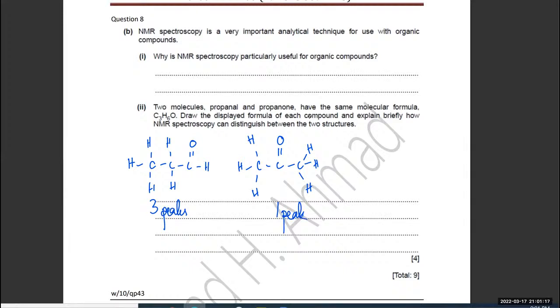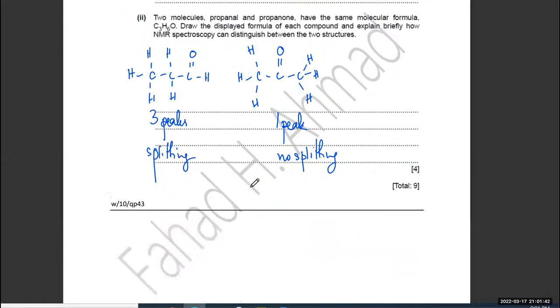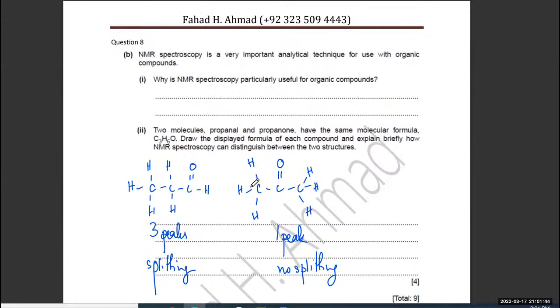And there's going to be a triplet peak. I mean, there's going to be splitting in this. This one is going to be a single peak, no splitting. And there would be splitting in that case. That's it. Okay.